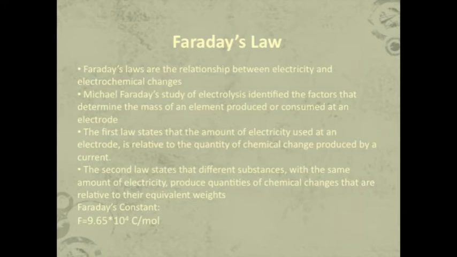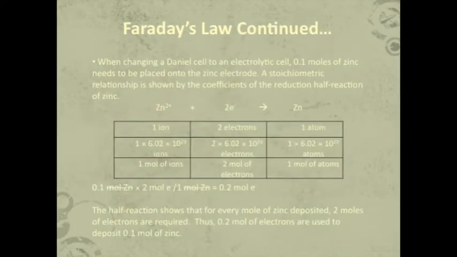The Faraday constant equals 9.65 times 10 to the exponent 4 C per mole. This concept can be applied to an electrolytic cell in order to relate the mass of the metal deposited to the quantity of electricity used. For example, when changing a Daniell cell to an electrolytic cell, 0.1 moles of zinc needs to be placed onto the zinc electrode. A stoichiometric relationship is shown by the coefficients of the reduction half reaction of zinc.